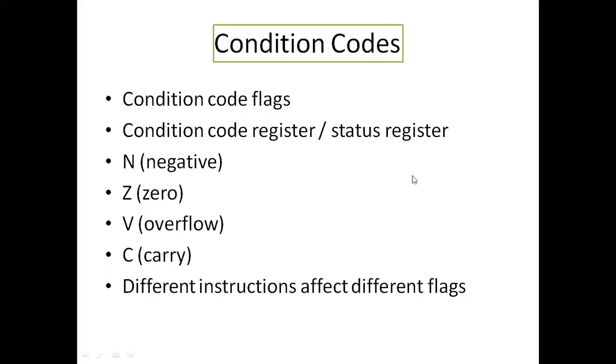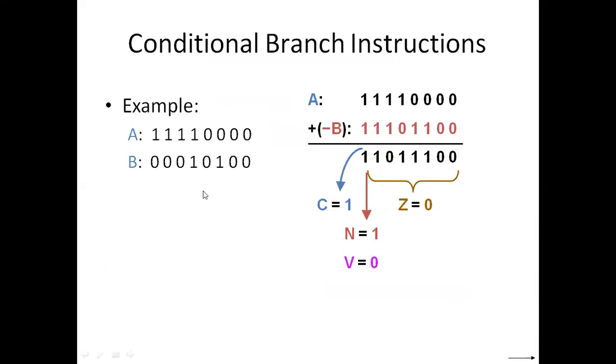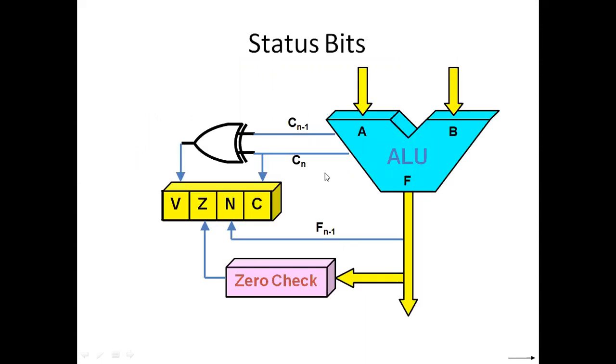Okay, so these things we have already covered. That is, what are the condition code flags, condition code register, status register, then these symbols N, Z, V, C. And last class we have also seen about this overflow. Now look at this diagram. Status bit A, B, Cn minus 1, Cn.